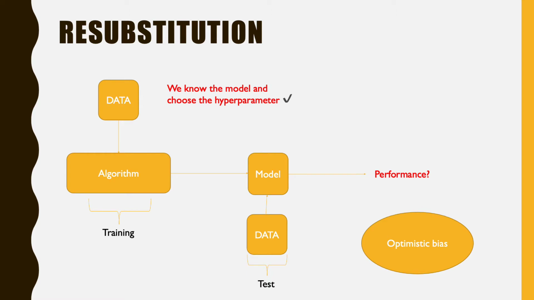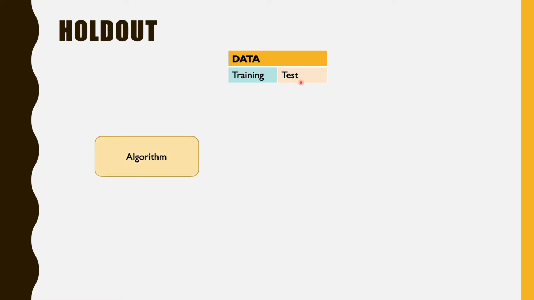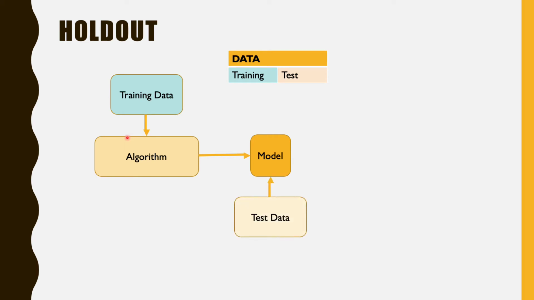Another alternative is the holdout method. Let's see how it works, and please keep in mind that it's a very general name for this kind of method. In holdout, you have your data and you split it into two parts, training and test. After that, you train your algorithm using the training data, and then you run your model on your test data.